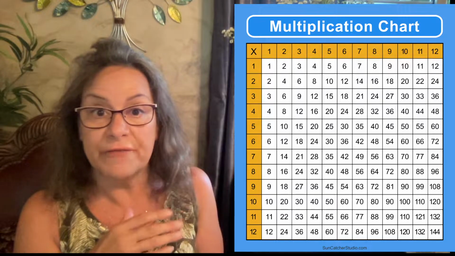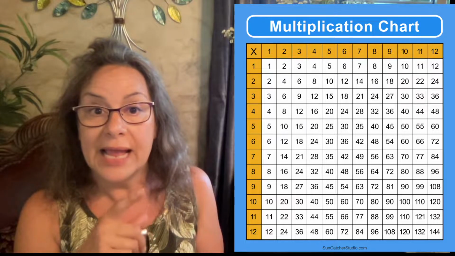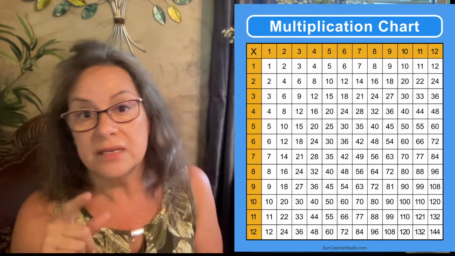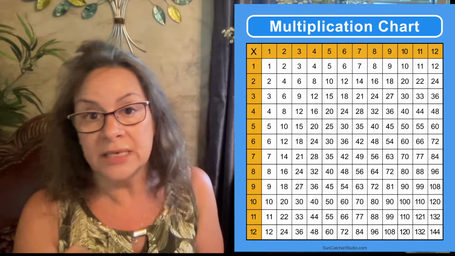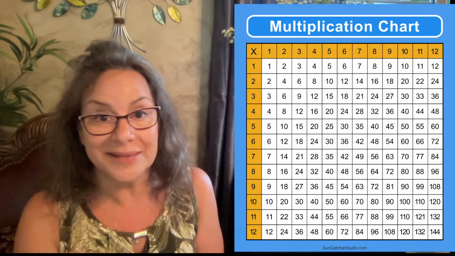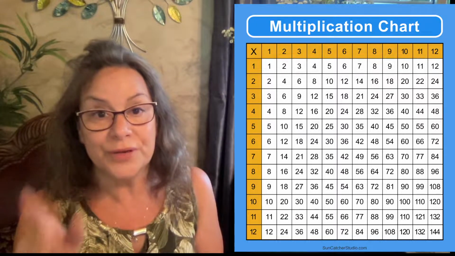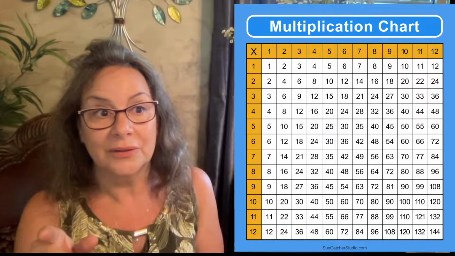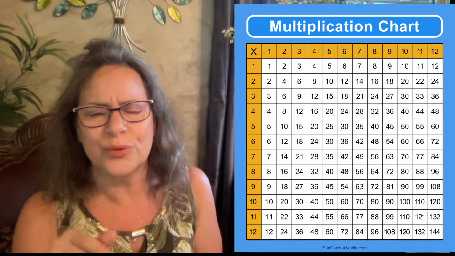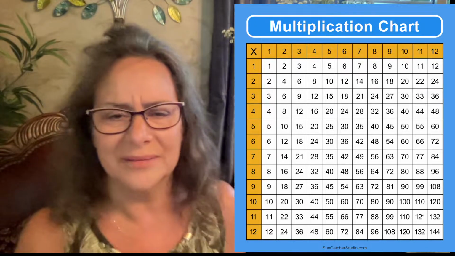If I wanted to count by 4s: 4, 8, 12, 16, 20, 24, 26, 30, 34. Oh, wait, 24, 28. I counted wrong.